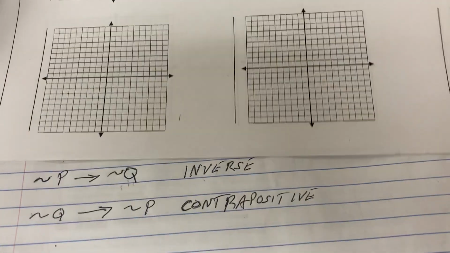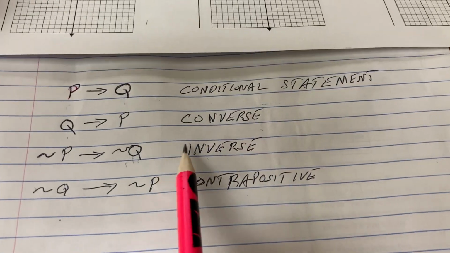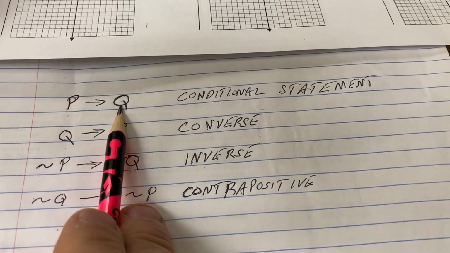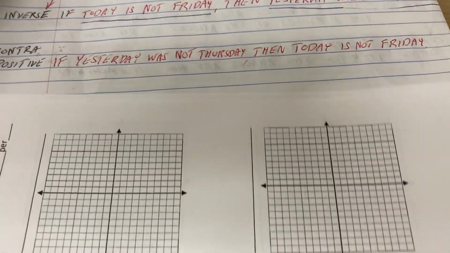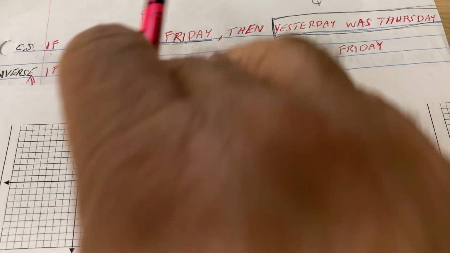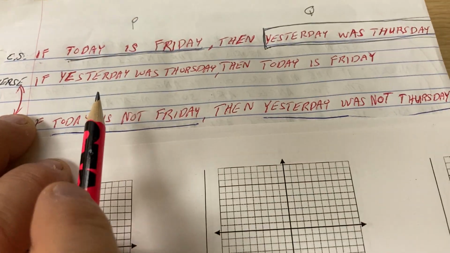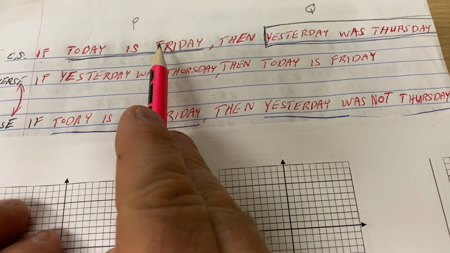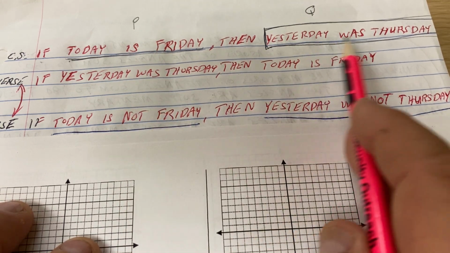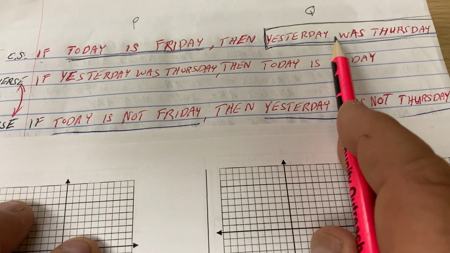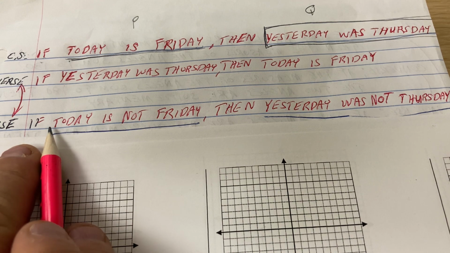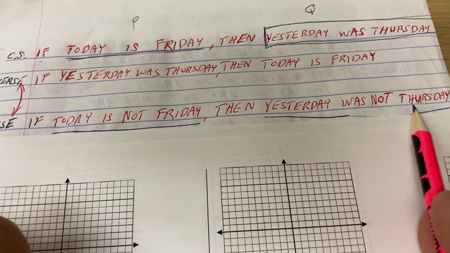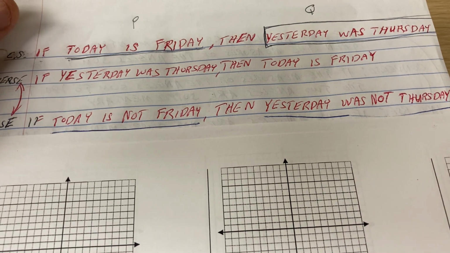For the inverse, you go back to the conditional statement, and you negate the P and you negate the Q. So we're going to do the opposite. The opposite of today is Friday is today is not Friday. The opposite of yesterday was Thursday is yesterday was not Thursday. So you would write it as, if today is not Friday, then yesterday was not Thursday.